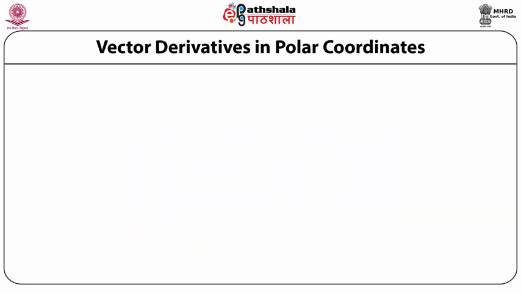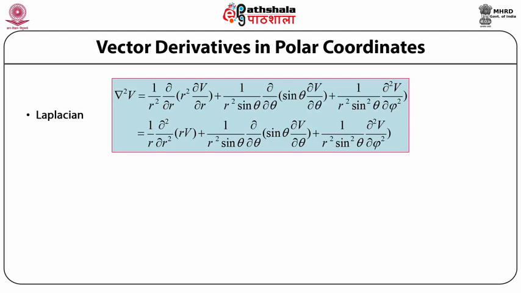And then we define the Laplacian of a scalar quantity V as del squared V is equal to 1 upon r squared times del by del r of (r squared del V by del r) plus 1 by r squared sine theta times del by del theta of (sine theta del V by del theta) plus 1 by r squared sine squared theta times del squared V by del phi squared, and this is equal to 1 by r del squared by del r squared acting on r times V plus 1 by r squared sine theta del by del theta of (sine theta del V by del theta) plus 1 by r squared sine squared theta times del squared by del phi squared acting on V.